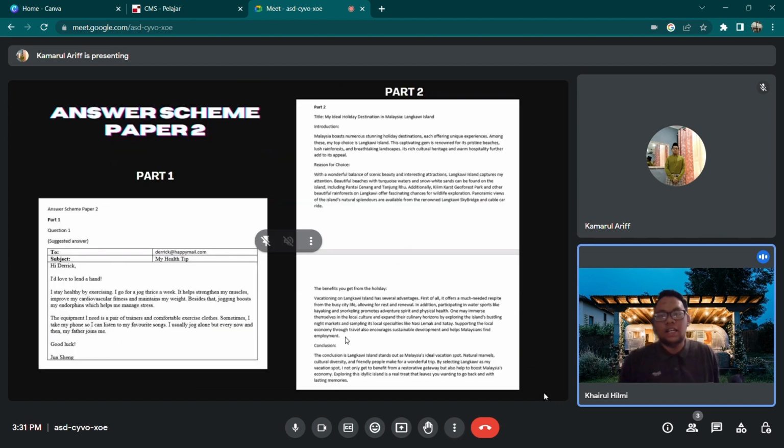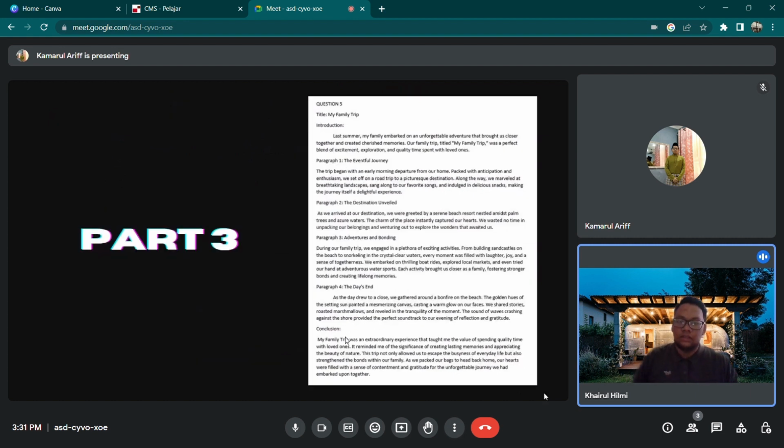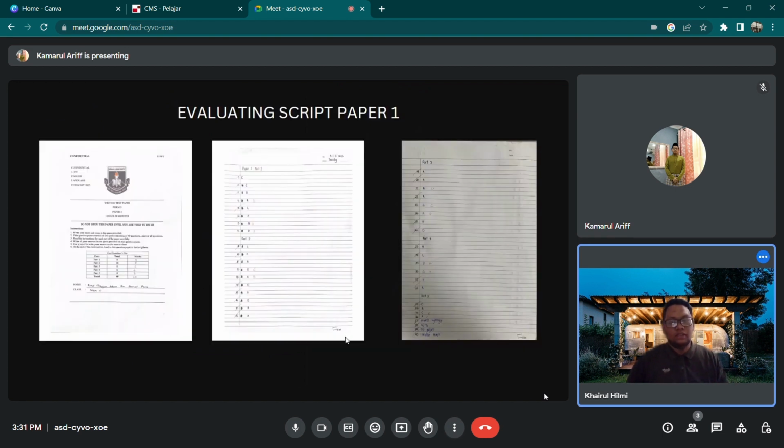So this is the answer scheme for paper 2. As you can see, the left is for part 1, and the right for part 2. So next. So this is part 3 of the answer scheme for paper 2. Next. So this is the evaluating script for paper 1.